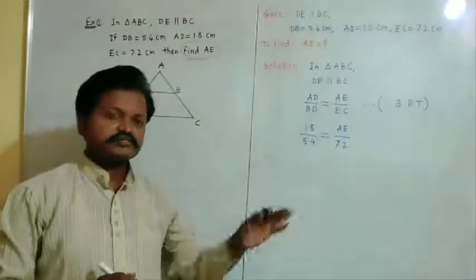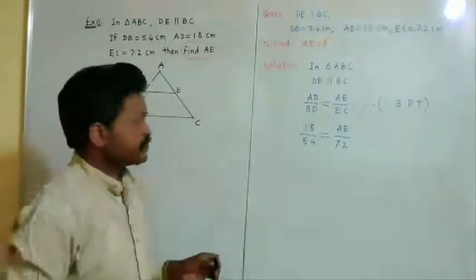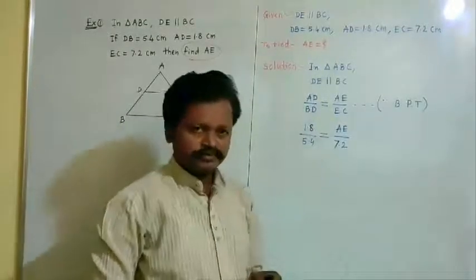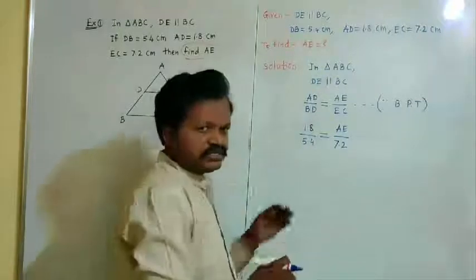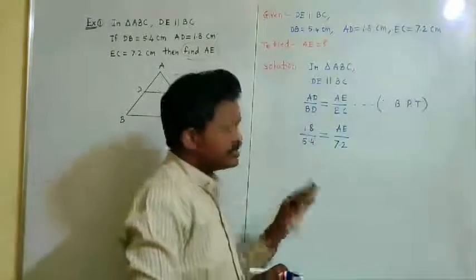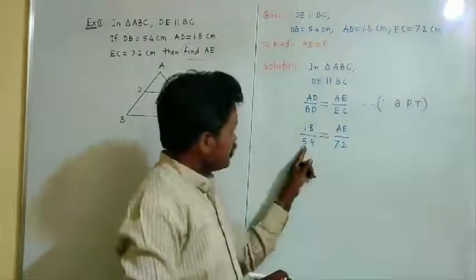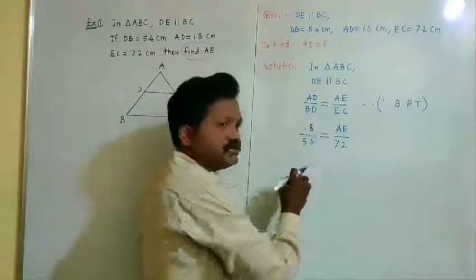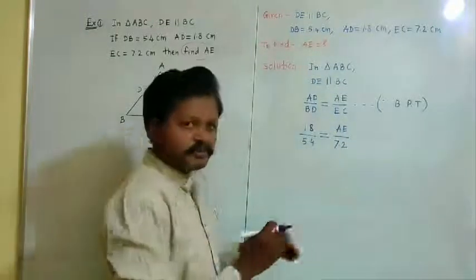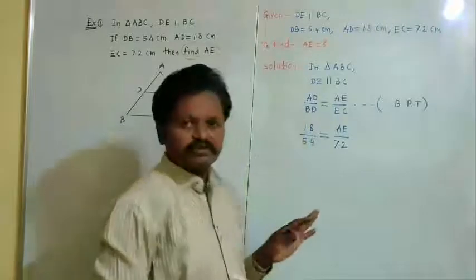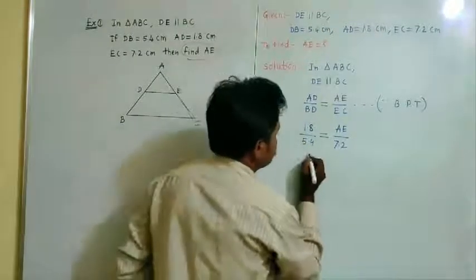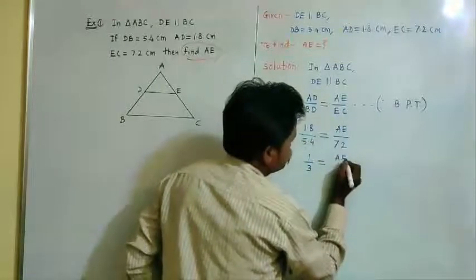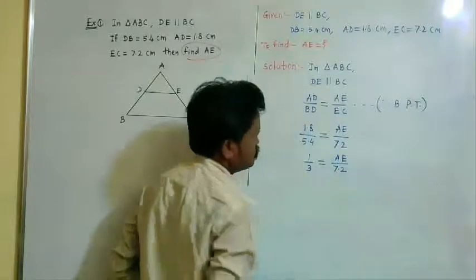How is it solved? That is a simple calculation. Think about the first ratio, 1.8 and 5.4. If you ignore the decimal point in the two numbers, 1.8 becomes 18 and 5.4 becomes 54. So you can divide by 18. 18 once 18, and 18 threes 54. So you get 1 upon 3. So 1 upon 3 is equal to AE upon 7.2.